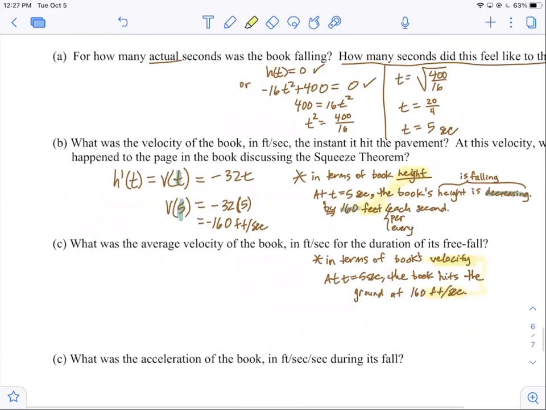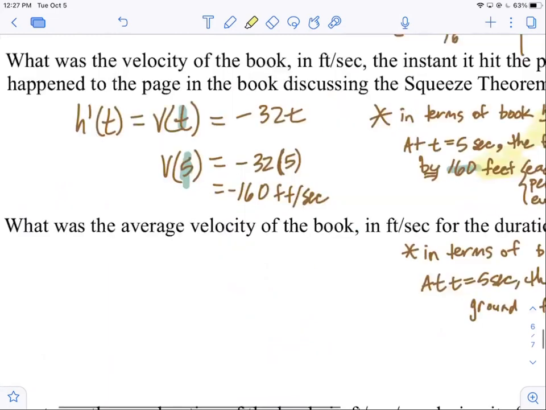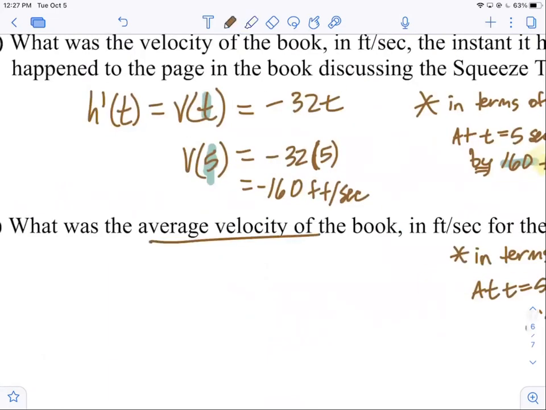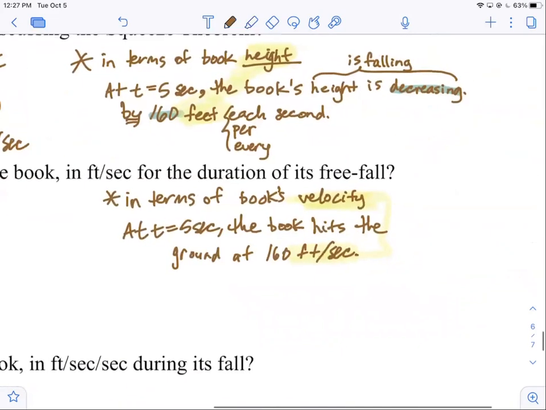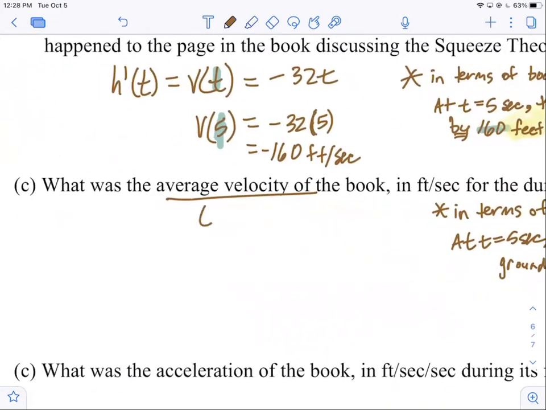All right. Part C. Let's get away from calculus. What was the book's average velocity during its fall? This is the algebraic version now. This is Galileo. Average velocity is different than instantaneous, right? During its free fall. So now we know that the book is falling for the interval from 0 to 5 seconds, yes? So I have an interval. You can write it like this as well.